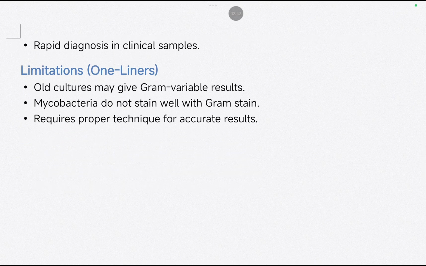There are a few limitations of gram staining. First is that old cultures may give gram variable results, there is a lack of consistency found. Second is mycobacteria. Mycobacterium tuberculosis, the TB bacteria, even though it is gram positive, does not stain well with gram staining. So suppose a Mycobacterium sample is there and you apply gram staining, you would be confused why it is not showing. And it requires proper technique for accurate results.